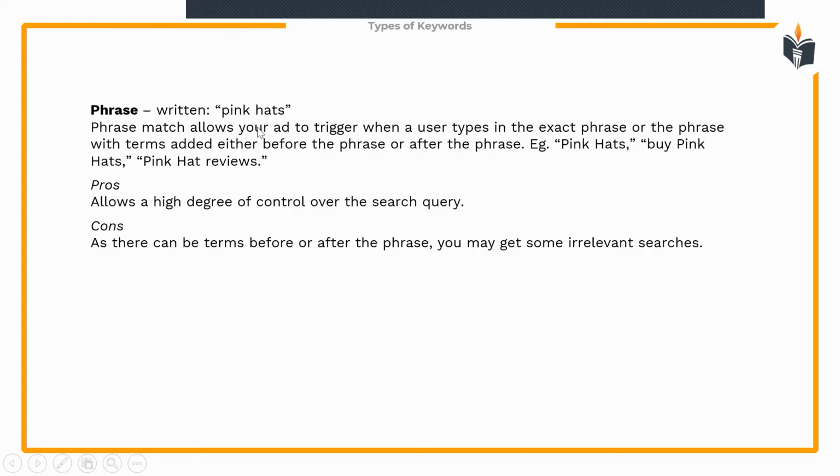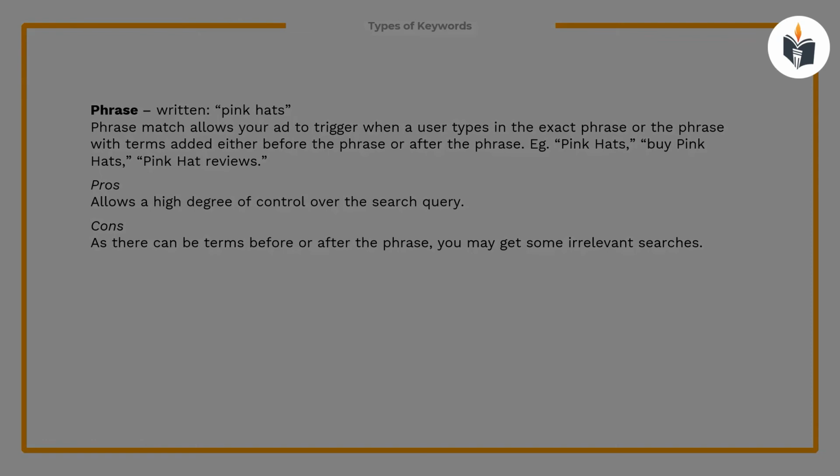What happens in modified broad? These two words are there, and they can be in the same order or a different order. There can be words before, in between, and after also. But these two words have to be there, right? But in phrase, these two words will have to be in the same sequence, and nothing in between them. So it allows a high degree of control over the search query. And the con can be, as there can be terms before or after the phrase, you may still get some irrelevant searches. But from broad and modified broad to phrase, the number of irrelevant searches goes down.